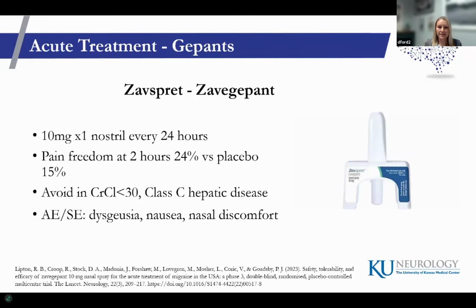So zavegepant is the same class. It is going to be a nasal spray. I will tell you with this one, the biggest complaint we get is the terrible taste in the mouth after being administered, as well as a lot of burning in the throat. A couple of things you can do for your patients is have them bend their head forward and put it in without inhaling up. It gives a little bit better direction and doesn't cause as much of the postnasal drip. Next slide.